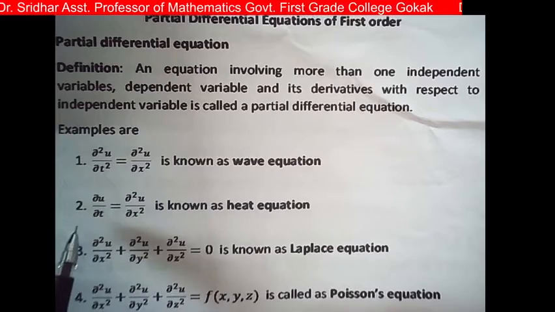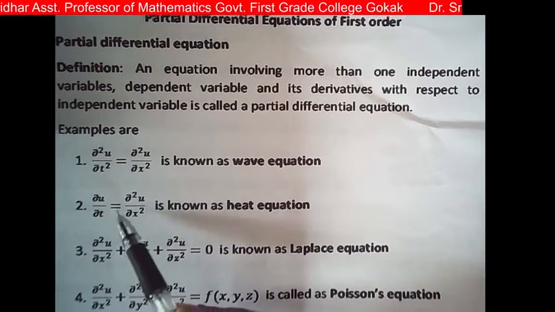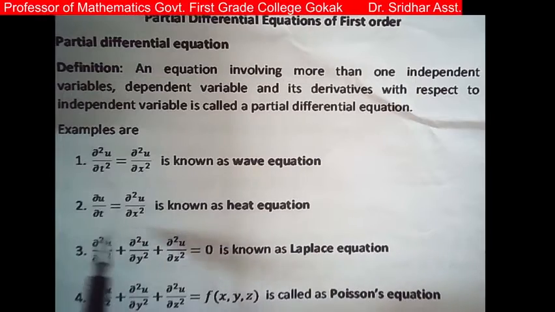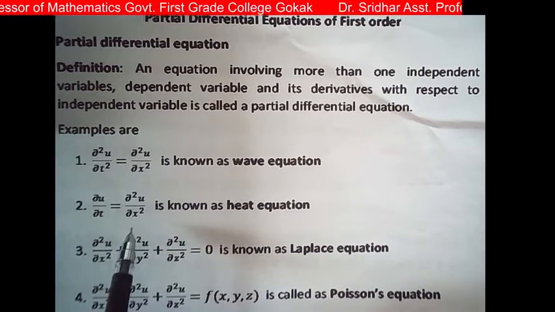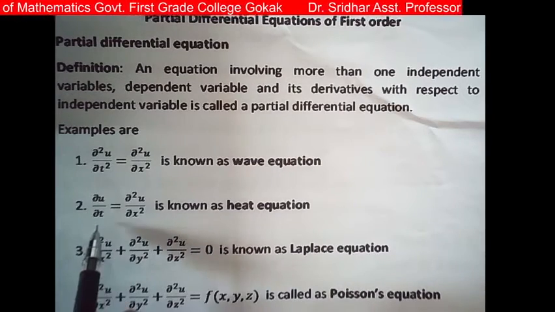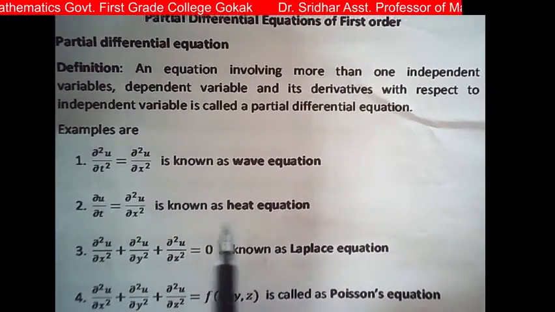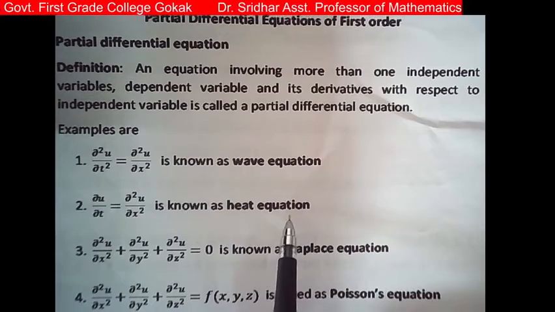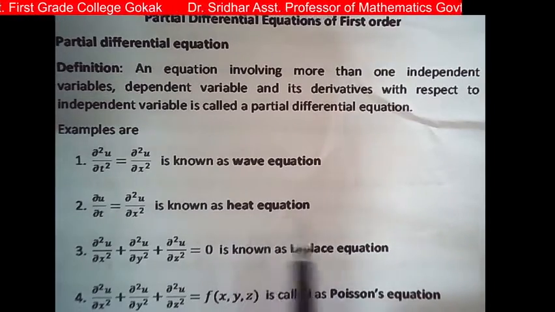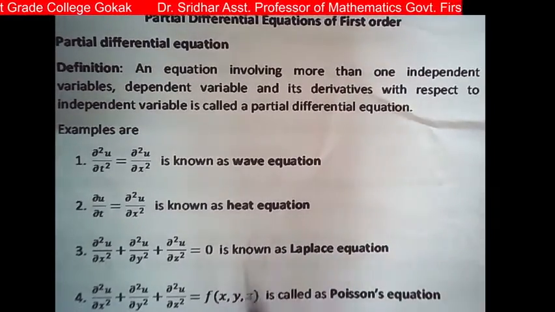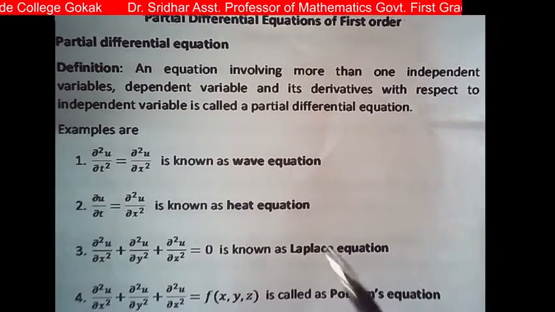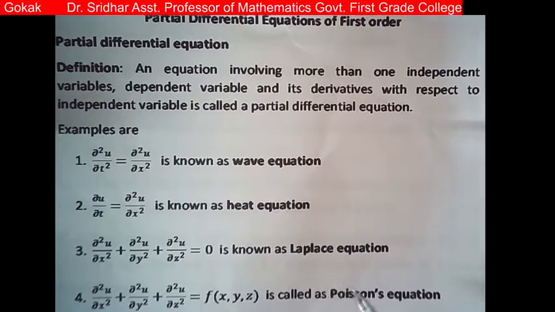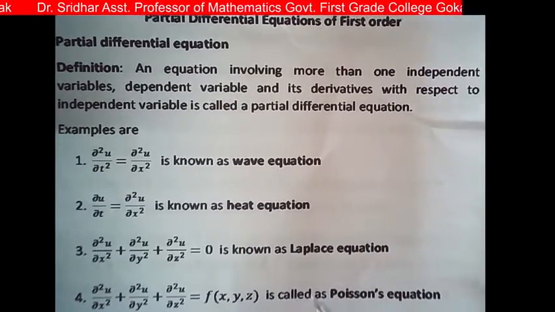Now consider the second example. Dou u by dou t is equal to dou square u by dou x square. Again in this example, there are two independent variables, x and t, and it is called the heat equation. It is also used in heat conduction problems. So all these equations, wave equation, heat equation, Laplace equation and Poisson's equation, are used in mathematical physics, that is in heat conduction problems.